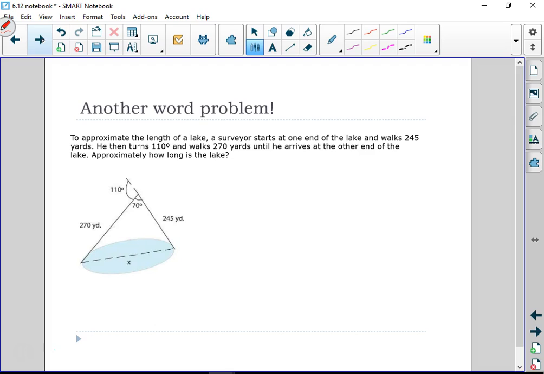To approximate the length of a lake, a surveyor starts at one end of the lake and walks 245 yards. He then turns 110 degrees and walks 270 yards. The 110 tells us the 70 here. Until he arrives at the other end of the lake. Approximately how long is the lake? So we're trying to find this right here.